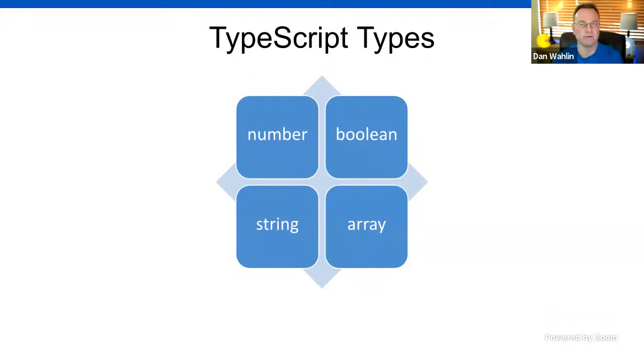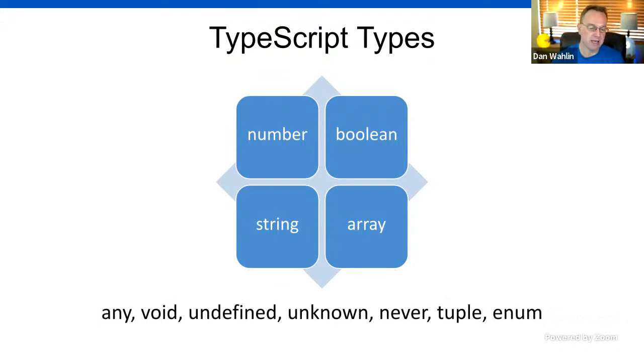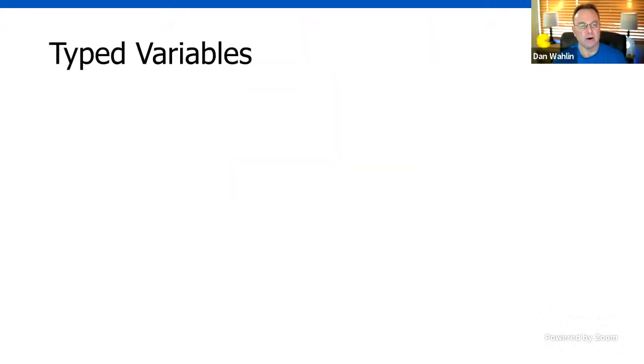It's a Boolean, a true or false. It's a string, it's an array. And then there's even other things you can do. There's any, void, undefined, and you'll see a list down here. We're not going to go into those today, but there's some other things you'll come across. Now, when it comes to typing the variables, we know we can put the variable name, colon, and then the type name. But normally when you talk or hear about TypeScript, you see things like this.